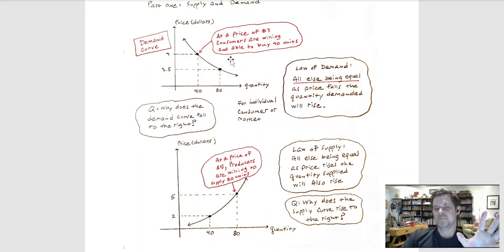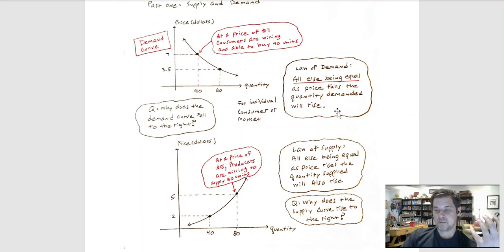Now, the demand curve will have a certain shape. It might be a curve, it might be a line, maybe it's real steep, who knows, all right? But it will have a certain characteristic shape every time. And that is that it will fall to the right. The reason for that is because of this thing that economists call the law of demand. It says all else being equal, as the price of an item falls, the quantity demanded will rise, okay?